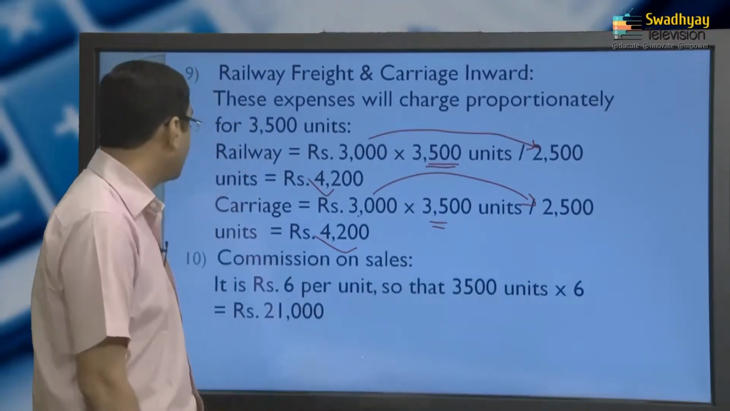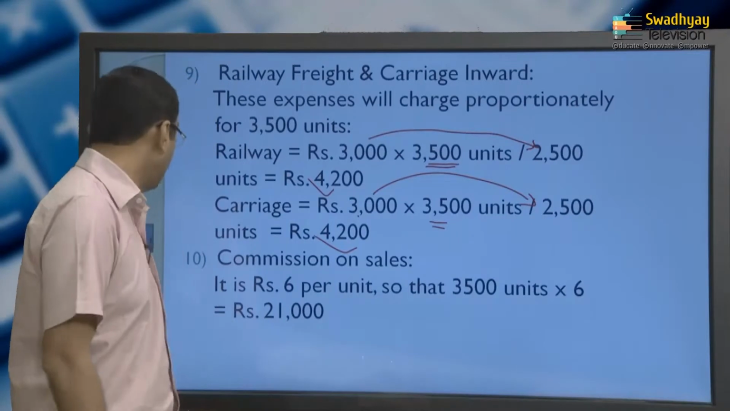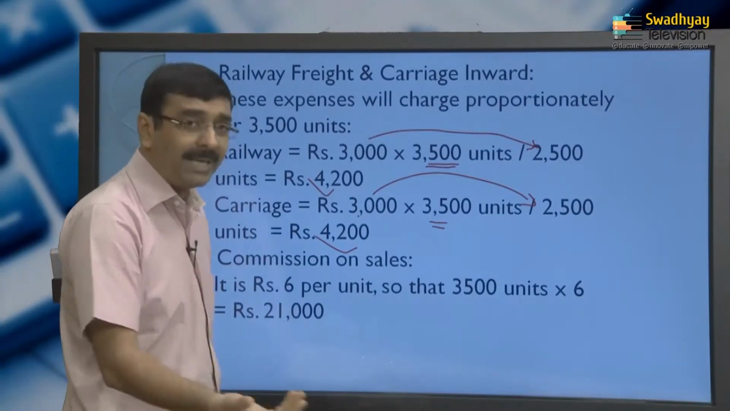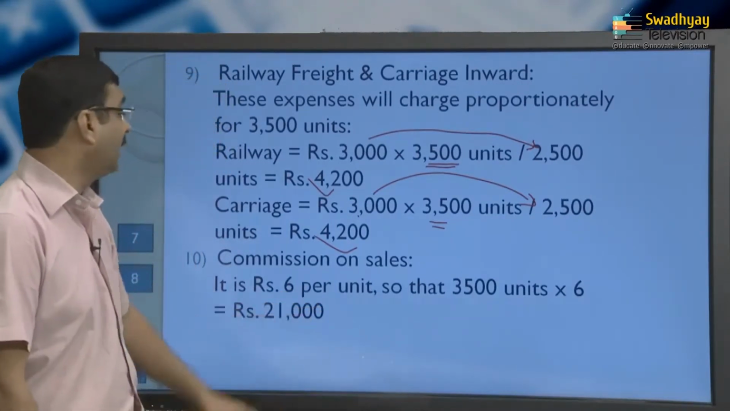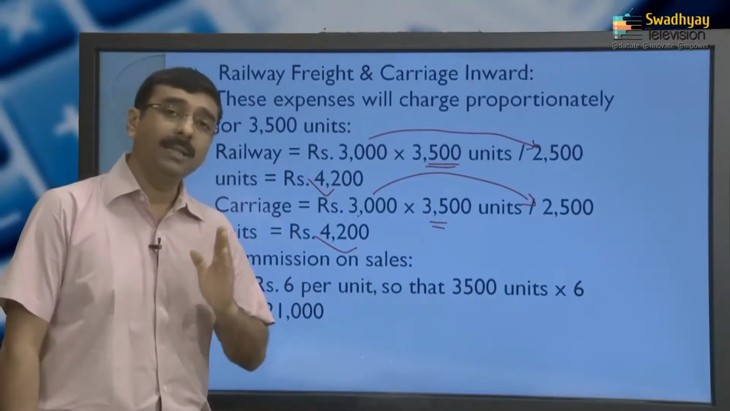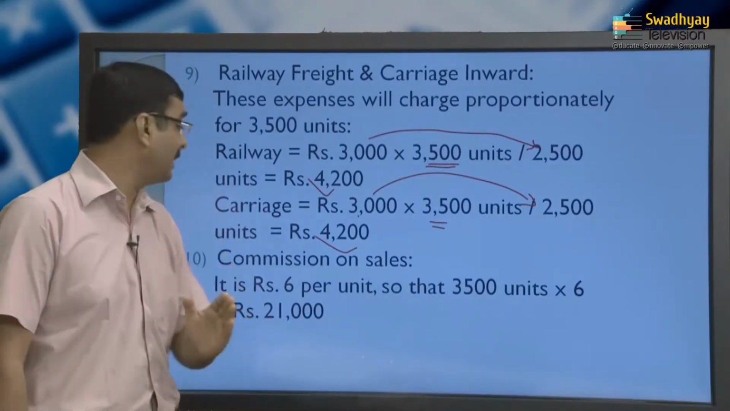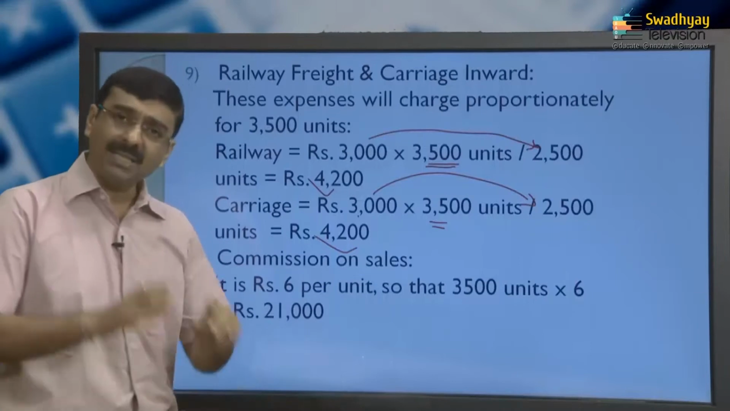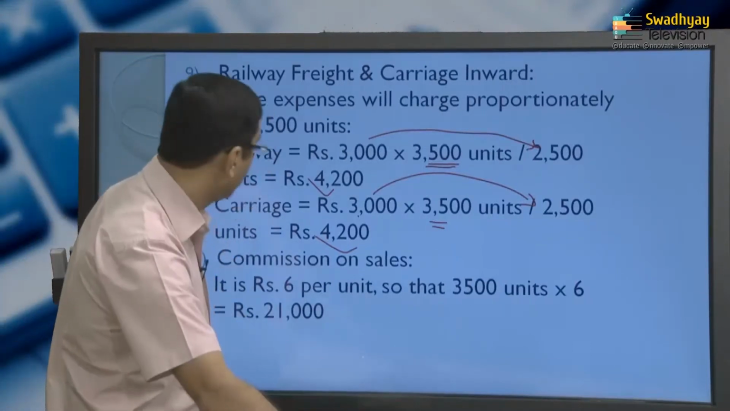The next calculation is commission on sales. Now commission on sales would be calculated very simply. You can see and identify, it was calculated in the year 2013 at rupees 6 per unit. This is clearly mentioned in the question itself. See the question.